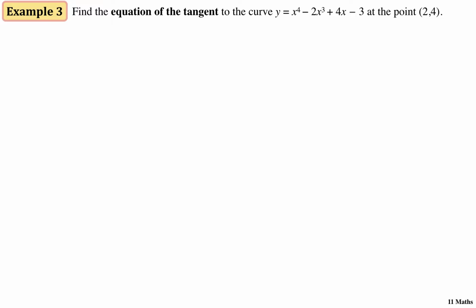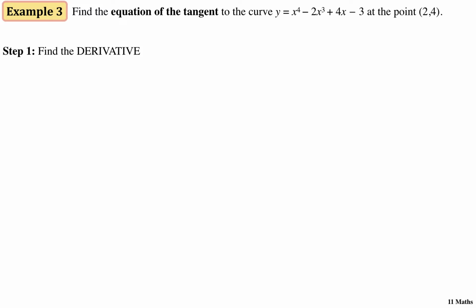Find the equation of the tangent to the curve y equals x to the power of 4 minus 2x cubed plus 4x take 3 at (2, 4). This is a little bit different. We're not asked to find the gradient of the tangent. We're asked to find the equation of the tangent. So this is going to require a couple of extra steps.